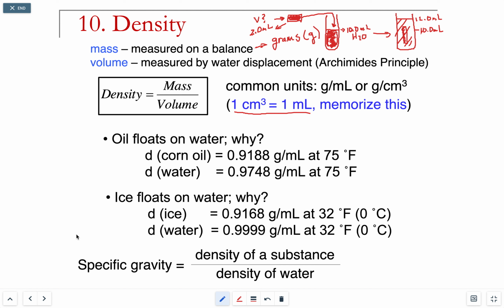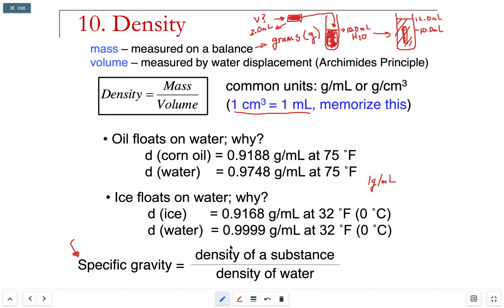Then finally, your book makes mention of, in a clinical setting, it's not the density of a substance that's usually reported. For example, saline solution will be reported with a certain specific gravity. And specific gravity has no dimensions. It's density over density, but it's the density of a substance, whatever it is you're talking about, divided by the density of water. But the density of water is roughly 1 gram per milliliter.